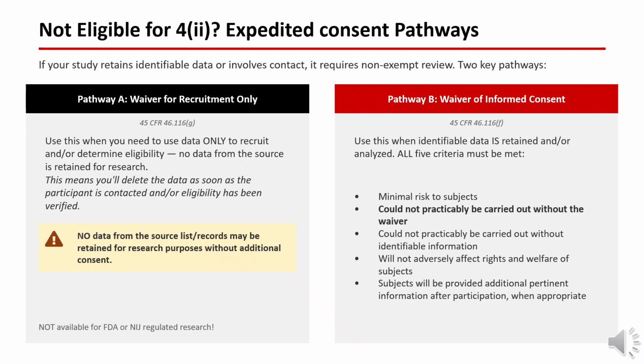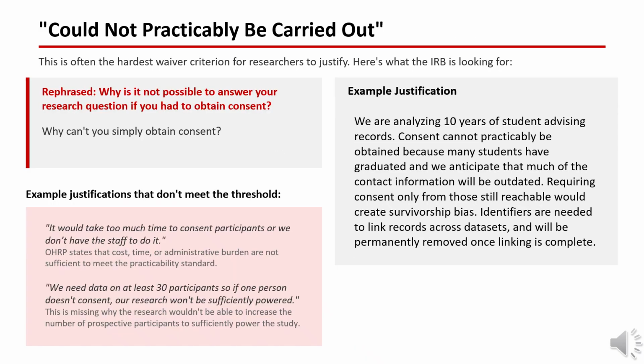The next pathway is the waiver of informed consent. This is the pathway that you'd use if you want to analyze identifiable data for research purposes without consenting participants. There are 5 criteria that need to be met for a waiver of informed consent, but I want to highlight the hard criteria. It's the criteria that says the research could not be practically carried out without the waiver or alteration. We'll go into the next slide. Could not practically be carried out. This is the hard one. This is the hard criteria to meet.